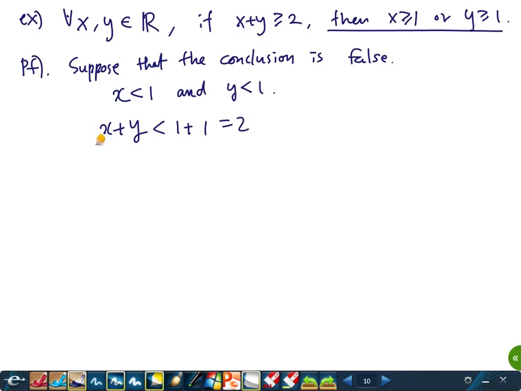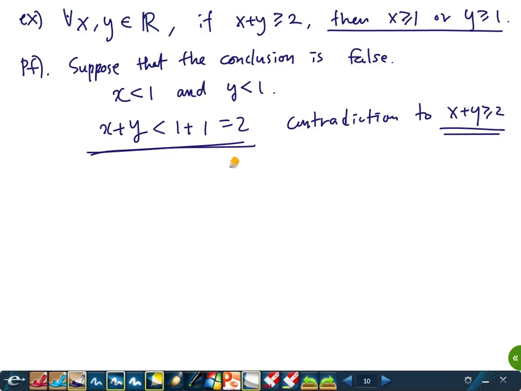Did you find the contradiction? Yeah, this is a contradiction to the assumption. So this and this cannot happen together. If this is true, this is not true. So that means our assumption is false. So this cannot happen. Therefore, this is not the case, so x must be greater than or equal to 1, or y must be greater than or equal to 1.